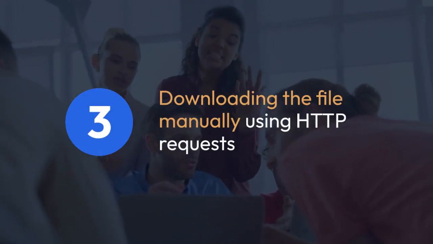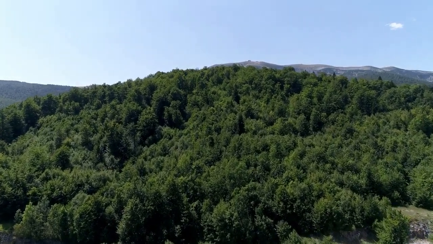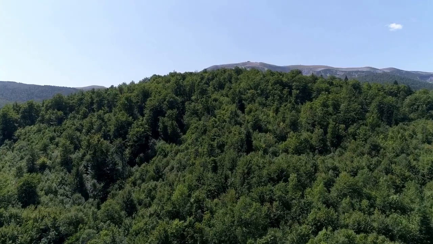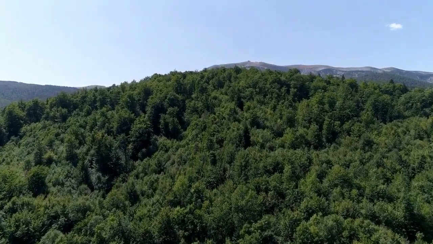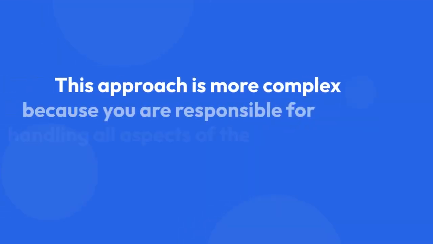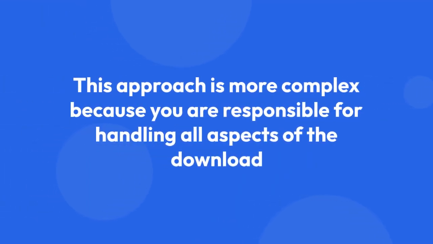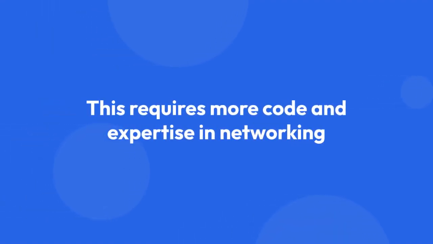3. Downloading the file manually using HTTP requests. As a last resort, if neither the WebView's native features nor a suitable third-party library is available, you can make HTTP requests directly from your app's code to download the file. This involves creating an HTTP client, sending a GET request to the file's URL, receiving the response, and writing the response body to a file on the device's storage. This approach is more complex because you are responsible for handling all aspects of the download, including error handling, progress tracking, and potentially resuming interrupted downloads. This requires more code and expertise in networking.